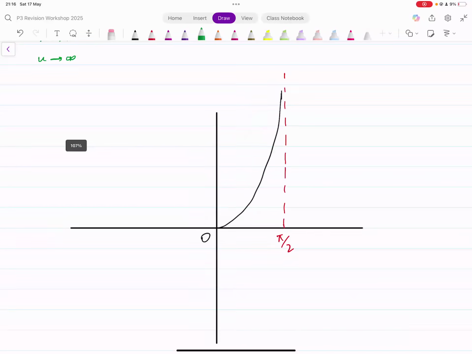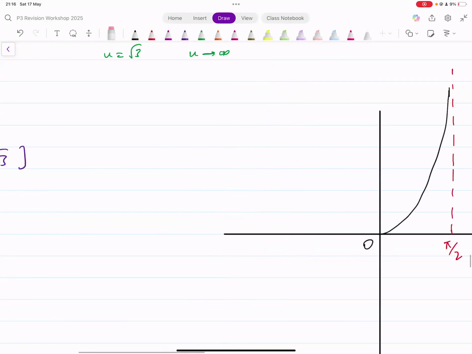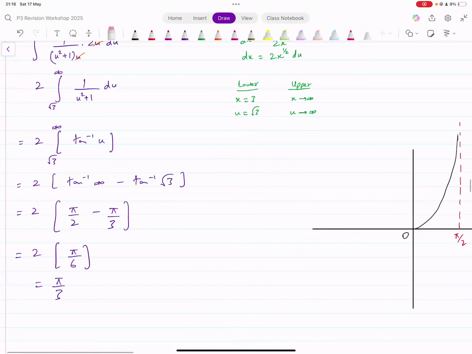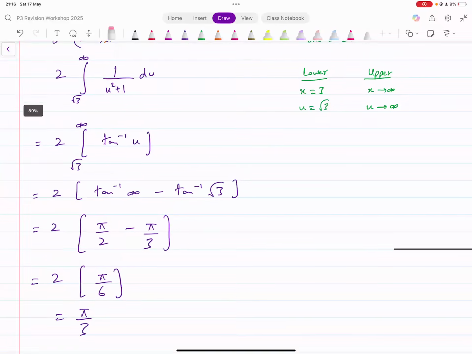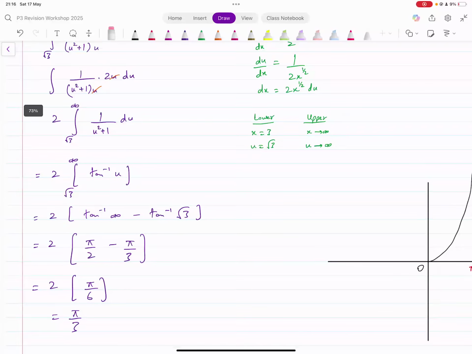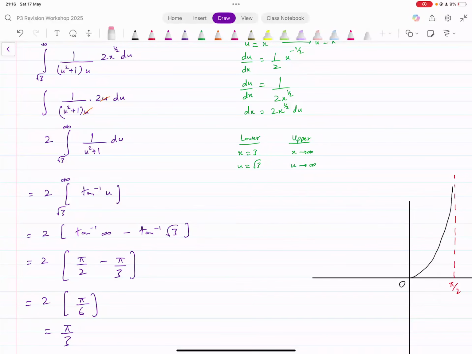Think of the graph of the tan function. It goes towards infinity when it's going towards pi/2. So tan inverse of infinity, you would write that as pi/2. And then you simplify that, you get your result. That's pi/3. Right? So tan inverse of infinity, that is pi/2.